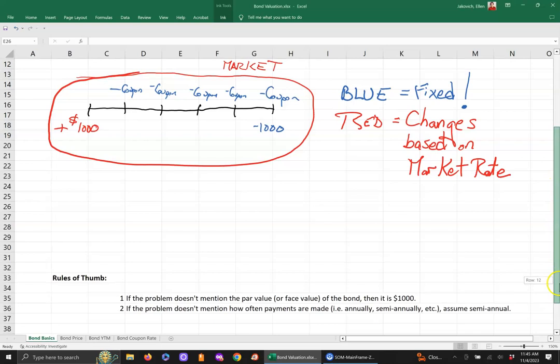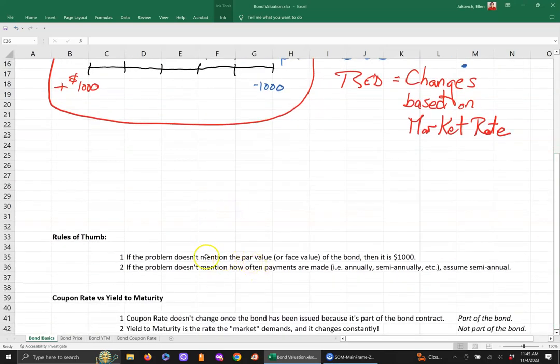There are a couple other things about bond basics here. There are some rules of thumb. When you run across a problem that doesn't mention what the par value of a bond is, it's $1,000. Good to know, right? And if it doesn't mention how often the payments are going to be made, whether annual or semi-annual, assume semi-annual, because that's kind of normal for a bond. $1,000 and semi-annual payments.